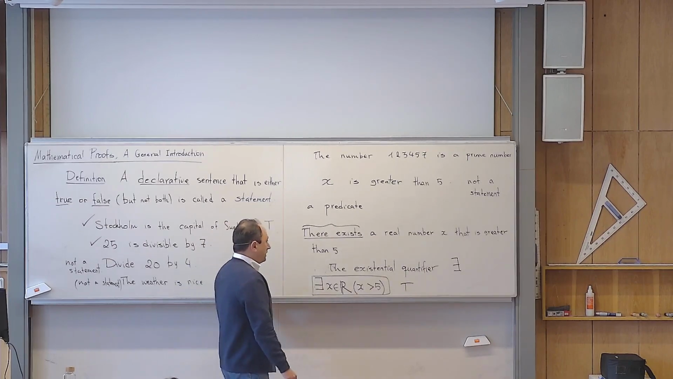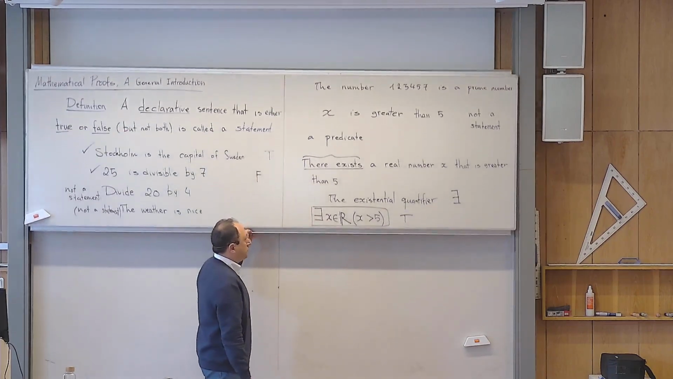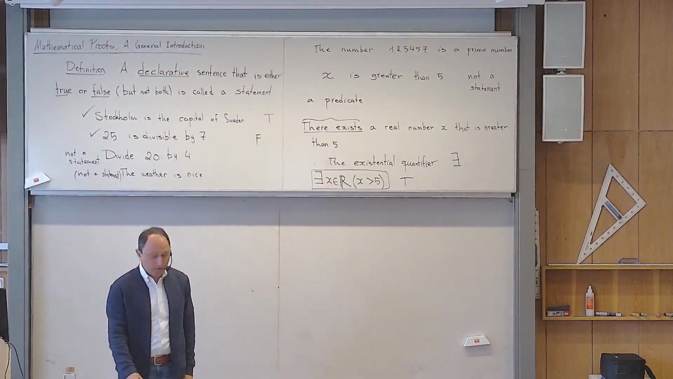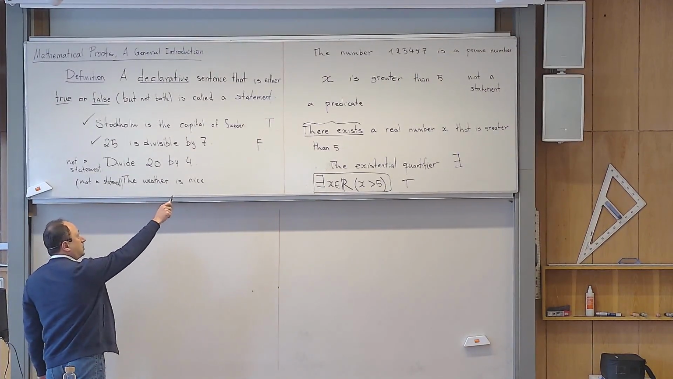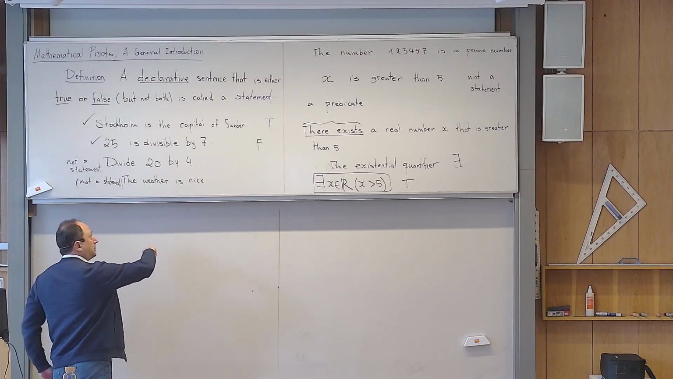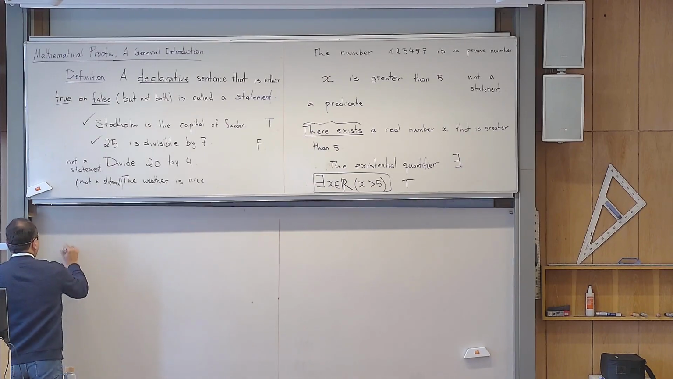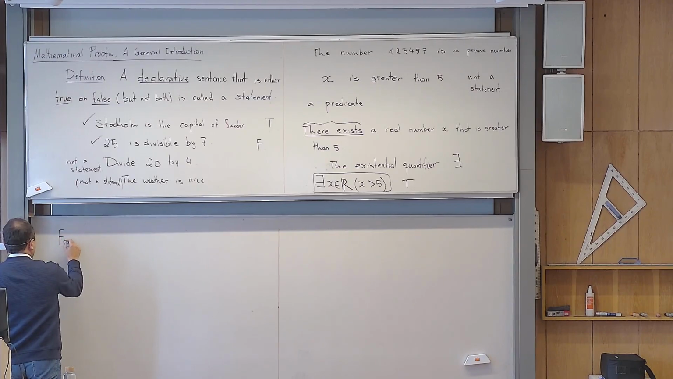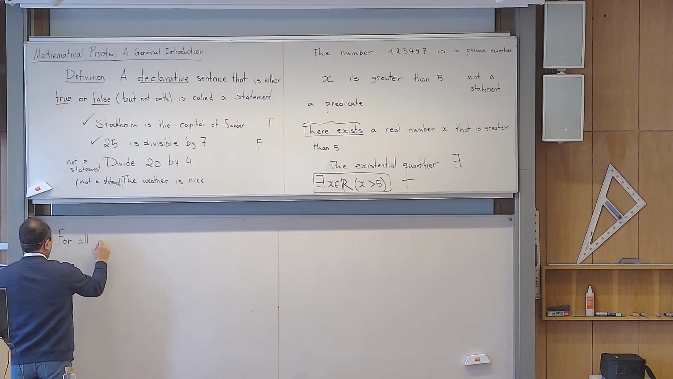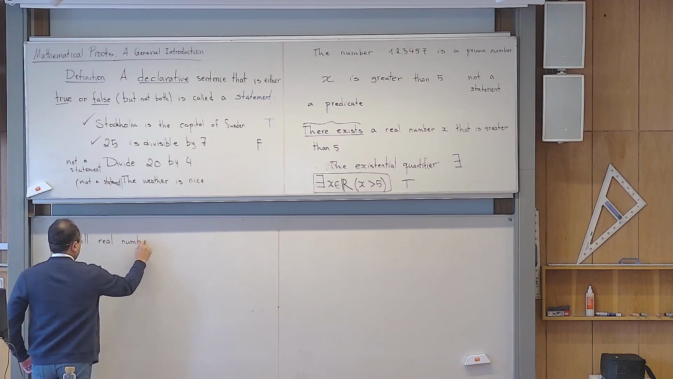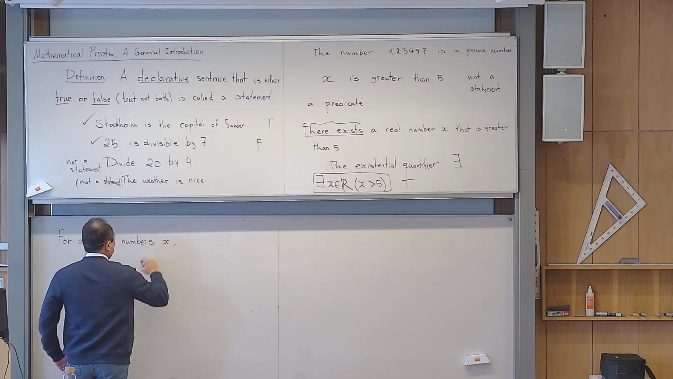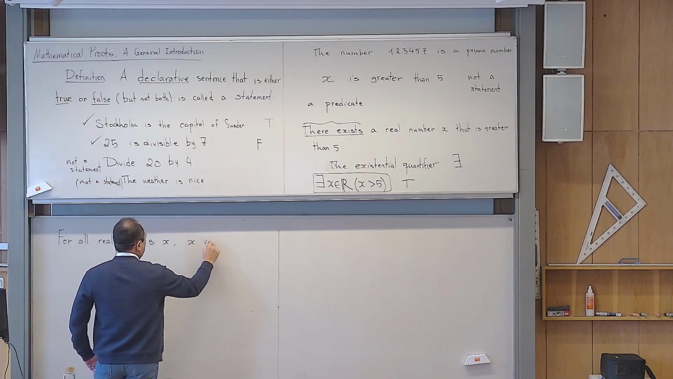Okay. This is one type of quantifier, and we also have another one. Let me take the same predicate up there, x is greater than 5, and write this: for all real numbers x, x is greater than 5.